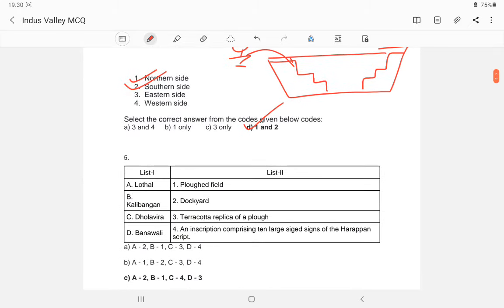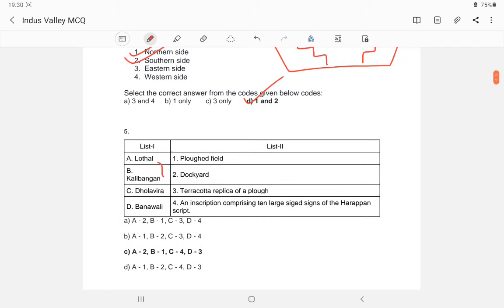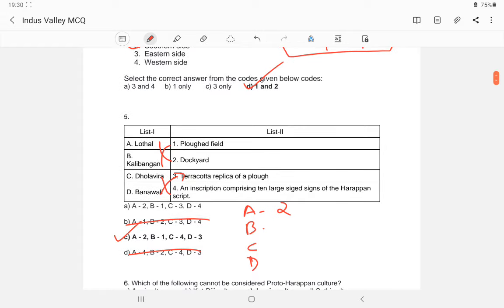Next, match the following: Lothal, Kalibangan, Dholavira, Banawali. We can eliminate options because of A, B, C, D. A will always be 2 because Lothal is the dockyard, and Kalibangan is the ploughed field. Lothal is a dockyard. Kalibangan is a ploughed field. Dholavira is an inscription containing ten large signs. And Banawali is a terracotta plough, a replica of a plough. So the answer is C.